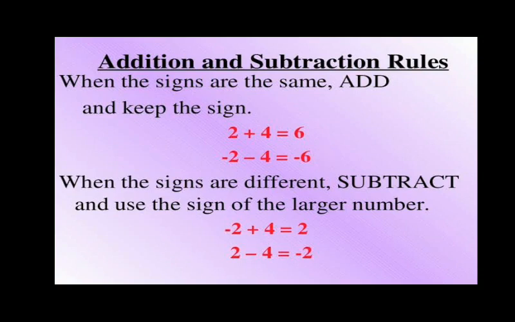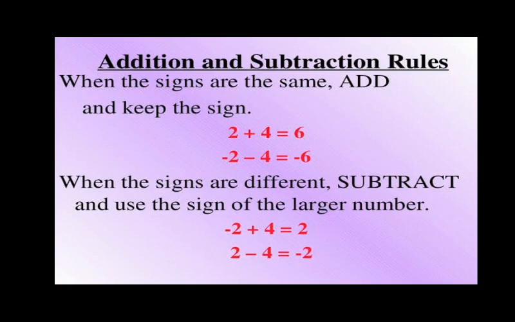When signs are different, then subtract the numbers and use the sign of the larger absolute value of the number. As you can see in these examples, minus 2 plus 4 gives you 2, plus 2 minus 4 gives you minus 2.